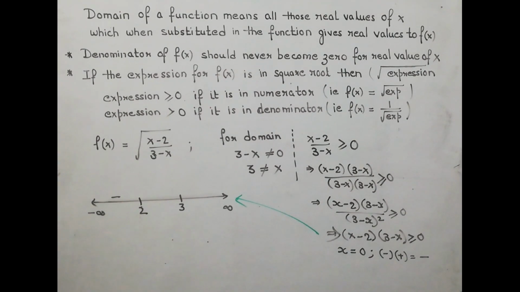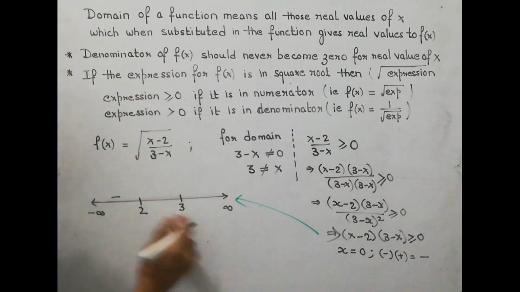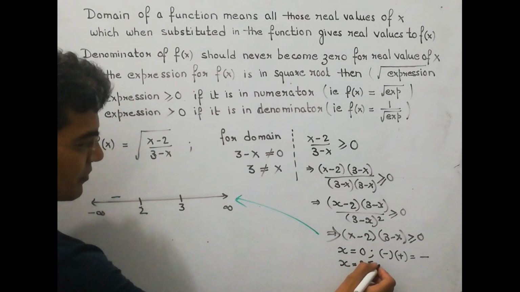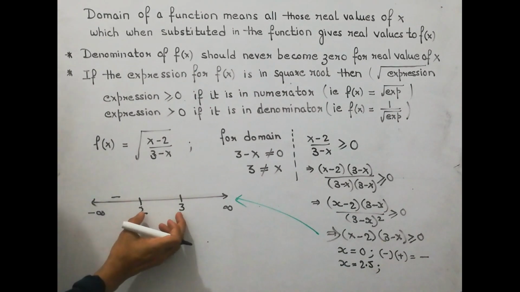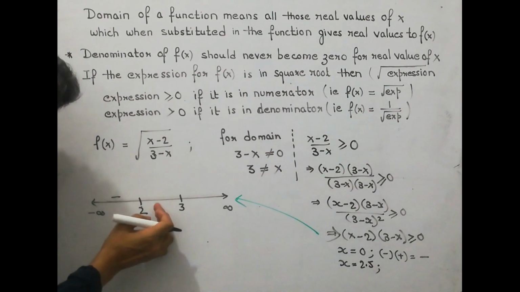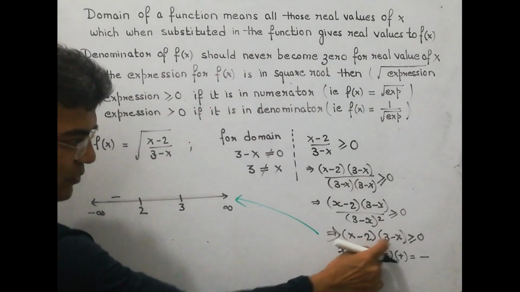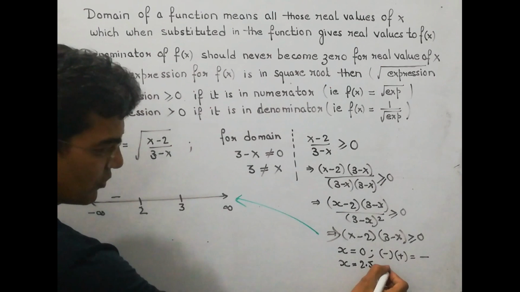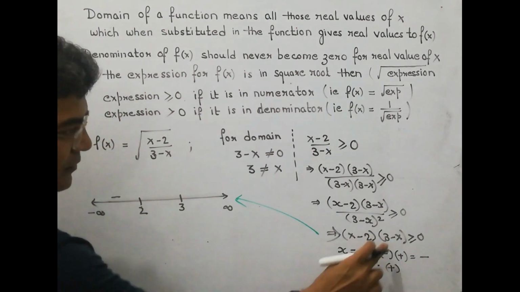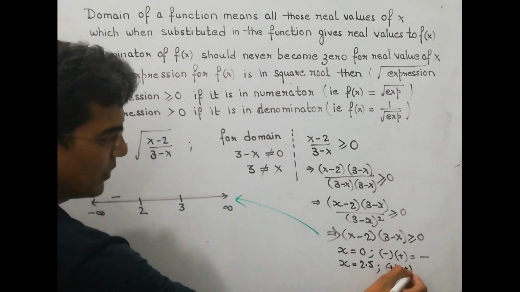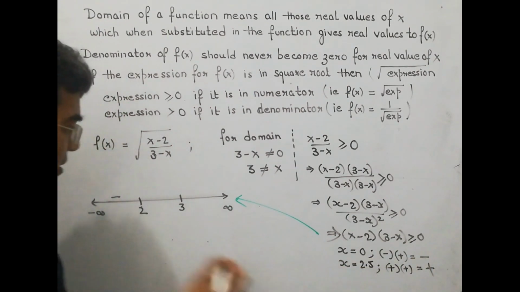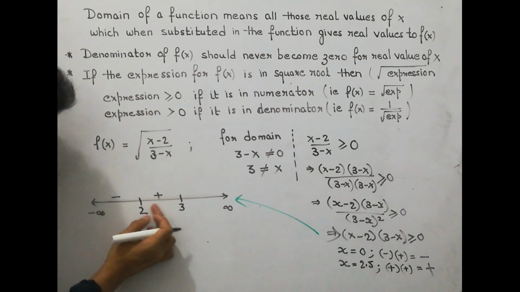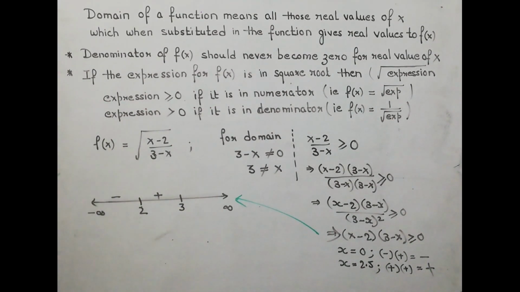Let us see the next one. In between this, you take any value, let x be equal to 2.5. Whichever interval you are considering, you have to take a value lying in between and substitute it over here. Substitute 2.5 over here, this will give you plus. 2.5 over here, this will give you plus. So plus into plus is plus. That means any value of x from this range will give us the positive result.